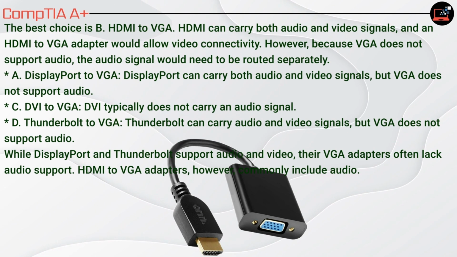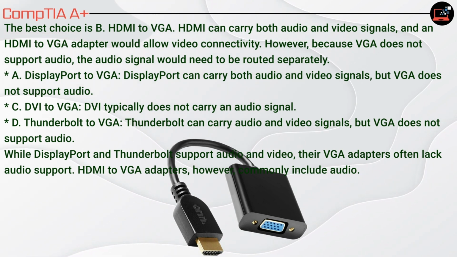The best choice is B, HDMI to VGA. HDMI can carry both audio and video signals, and an HDMI to VGA adapter would allow video connectivity. However, because VGA does not support audio, the audio signal would need to be routed separately. Now let's consider why the other options are not the best fit.